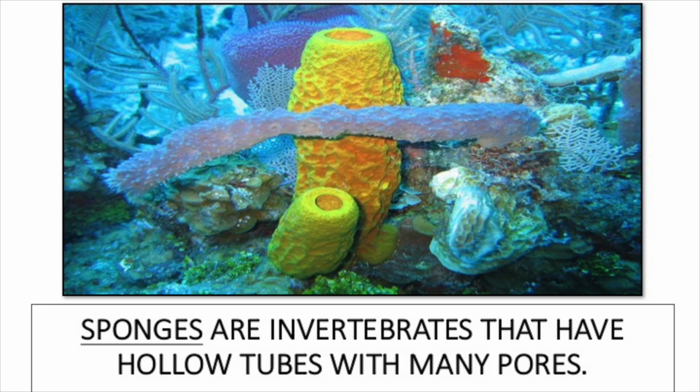Now here you see the hole. This is what we mean by the hollow tube. You can go inside. In fact, some fish live inside the sea sponges. And on the sides are many pores. Can you believe this sea sponge is alive? It's a living thing. Does it have a backbone? No. So therefore, it's an invertebrate.